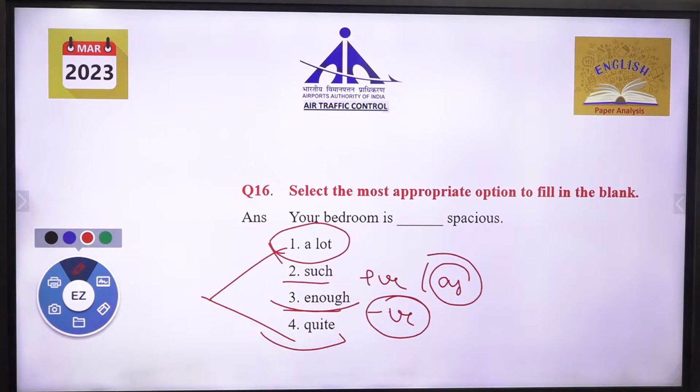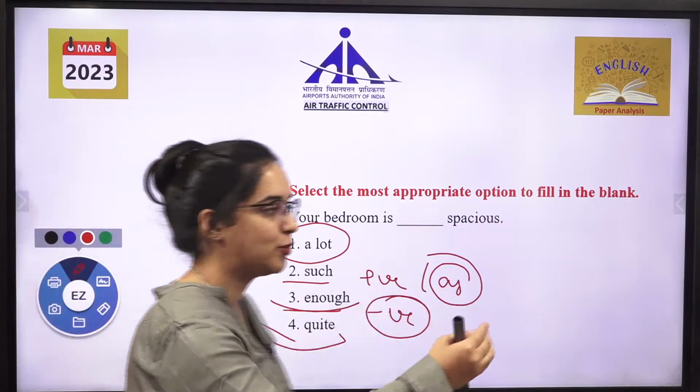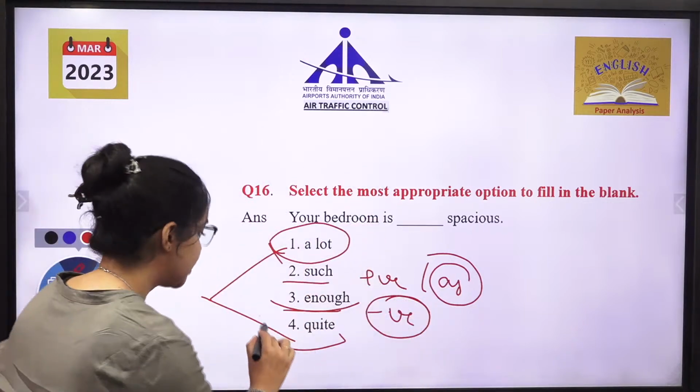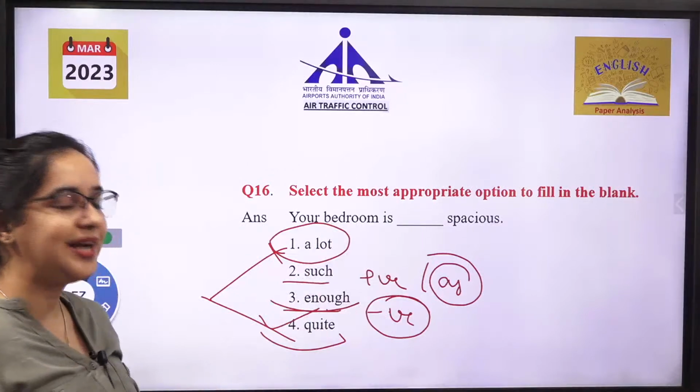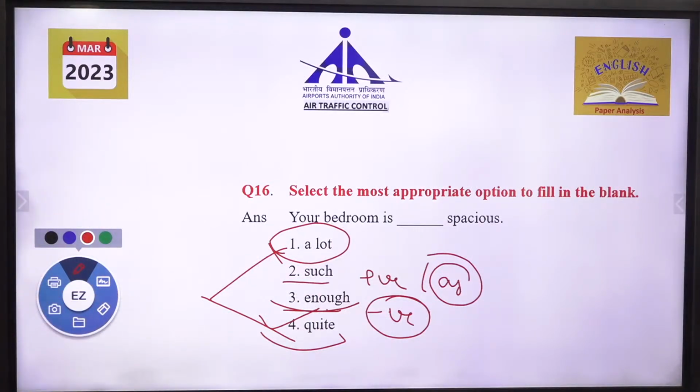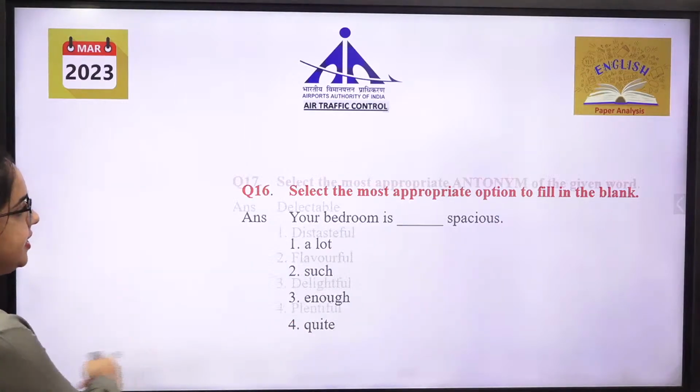एवरीवन इज श्योर? 4 और 1. या, the one which is confusing. Let's go for 4 and 1. Very nice, but it is not a lot. A lot species नहीं बोलते हम. A lot वैसे किसी कैटेगरी में हम करते हैं, but here it is quite. Your room is quite spacious. So when we are talking about the place, about the area, we go for the quite one. Okay, next go with the 17th.